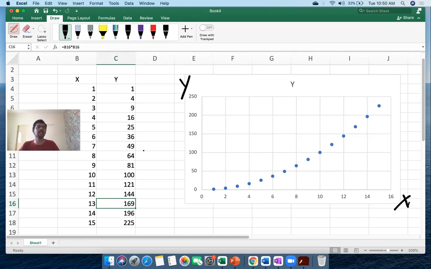Now, any equation which is not in the form of y equal to mx plus c, let's say if you have y equal to x cube, this is also going to be a curve. If you take y, apologies, give me a second.